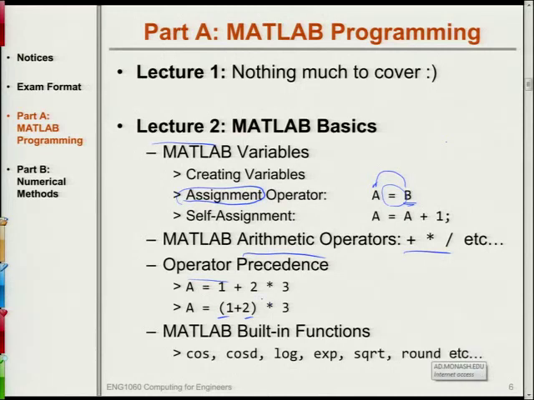What happens inside the brackets is computed first. This is followed by power, multiplication, division, plus, minus. So these are the arithmetic operators. We also studied some built-in functions: cosine, sine, exponential, square root, log. I think up to now you have exercised the majority of the built-in functions in your MATLAB lab.